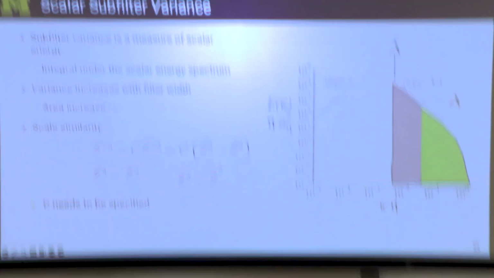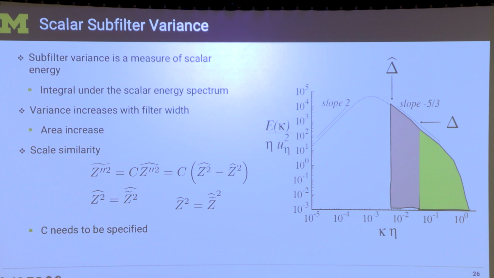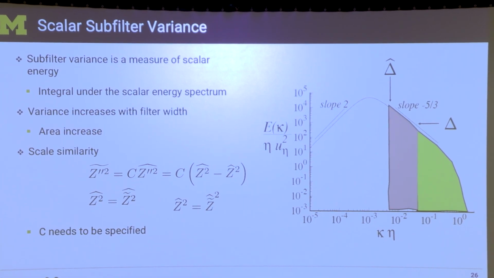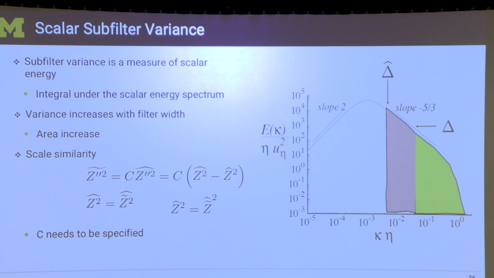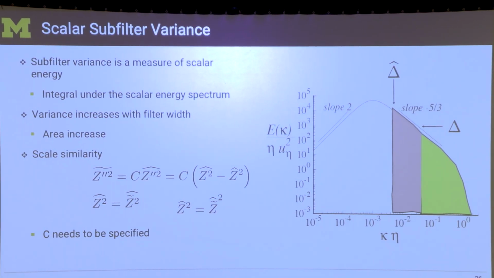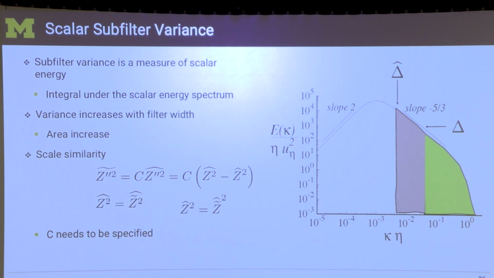As long as you have any quantity that has a spectrum that looks like this, where the small scales are less important than the larger scales, I can apply the dynamic procedure. In the dynamic procedure, I take the LES solution and I just filter it explicitly, and from that difference, I can figure out how to get the unresolved scales. And in doing this, I don't have to specify any model parameter.